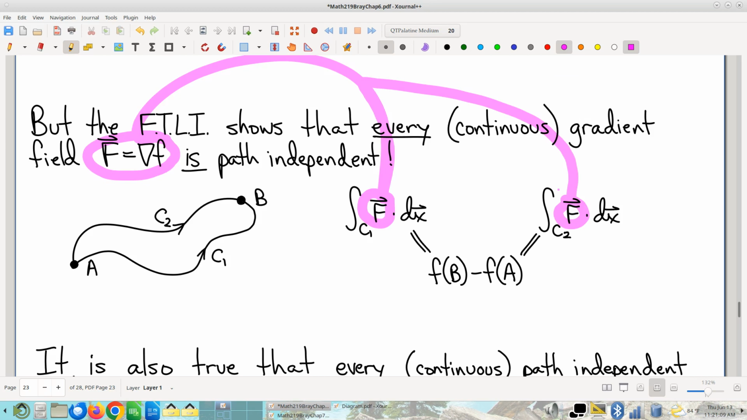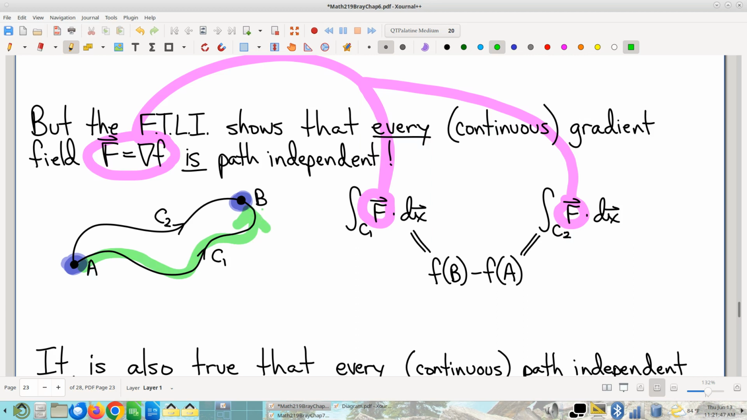If you're looking at gradients, they are path independent. We have to worry about regularity, so continuous, right? We're not going to get upset about that kind of thing in this class. Gradients are path independent. Now, here's why. Keep in mind, path independence suggests that if you have an agreed upon starting point and an agreed upon ending point, you should be able to pick any curve and you would always get the same answer. Okay, well, let's think about this curve C1 here.